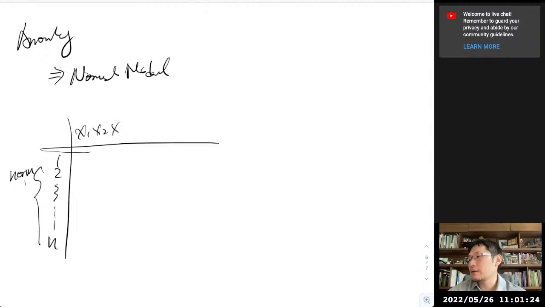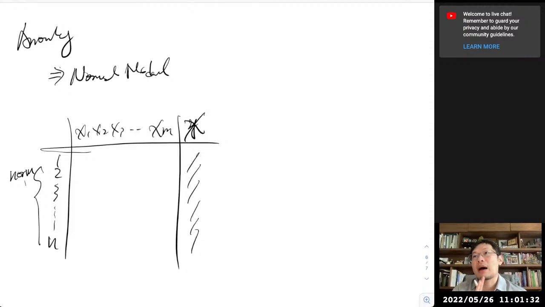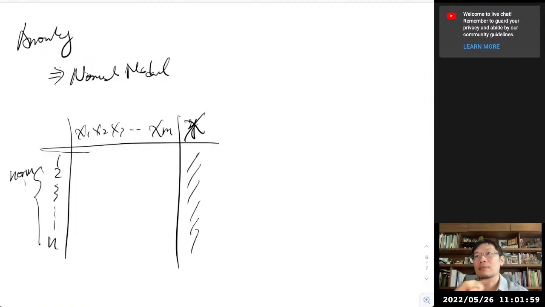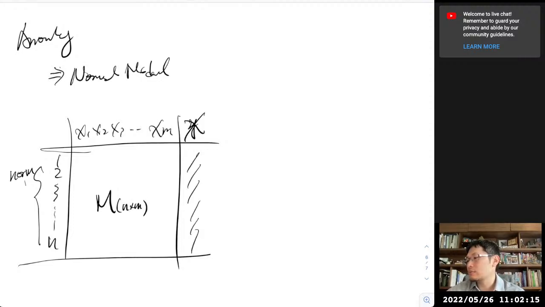So you have 1, 2, 3, x, and usually you don't have y because all of them are normal. Now you cannot label 0 as normal and 1 as attack. You don't do so because of the definition right here, which says you establish a normal activity profile. That means you have only normal data to create a normal profile, and you create a model to represent the entire N. So you create a normal model to represent this data. There are no labels.